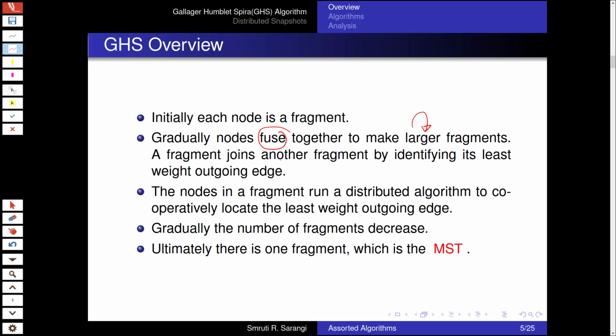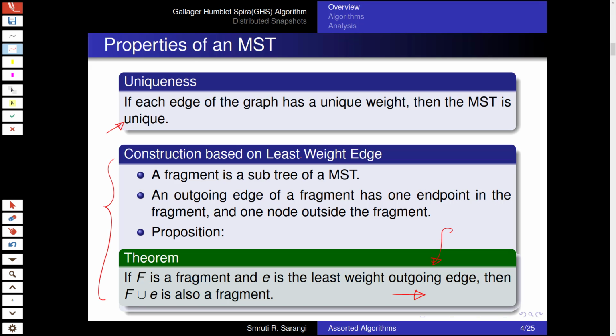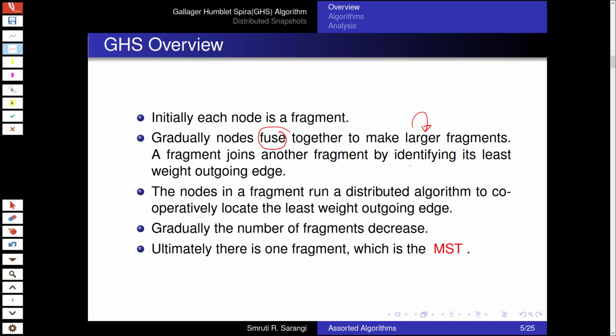And a fragment, of course, joins another fragment via the previous theorem, by identifying the least weight outgoing edge. Furthermore, how do we find the least weight outgoing edge? All the nodes within a fragment run a distributed algorithm to find it. Gradually, the number of fragments itself decreases. Ultimately, only one fragment remains, which covers the entire set of nodes.